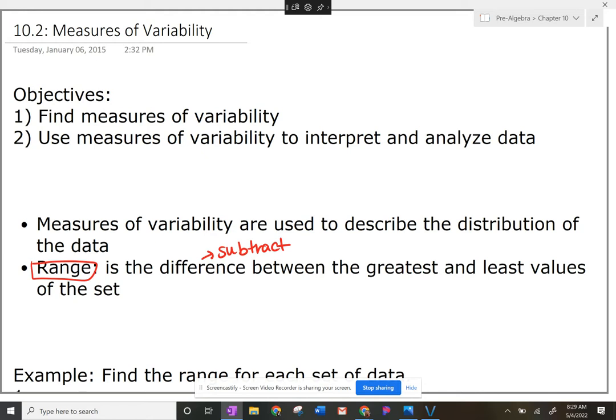Our range for students at this school, we're going to take the oldest, the greatest value. The oldest student is 18. The youngest student was 13. So to find the range of students in the school, we're going to subtract those two. So everyone within this school is going to be within the range of 5 years of each other. Okay? Does that make sense when I'm talking range? The oldest minus the smallest. Okay?